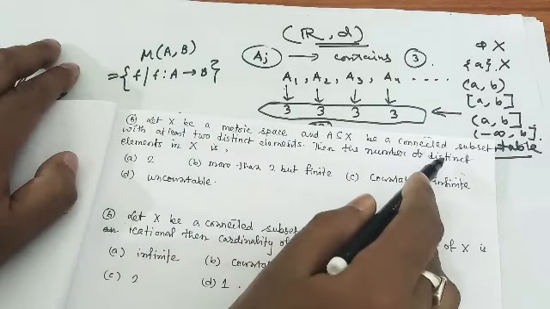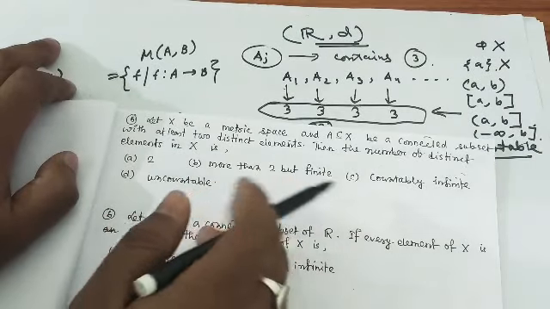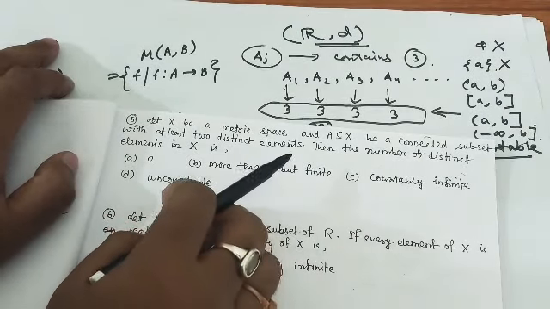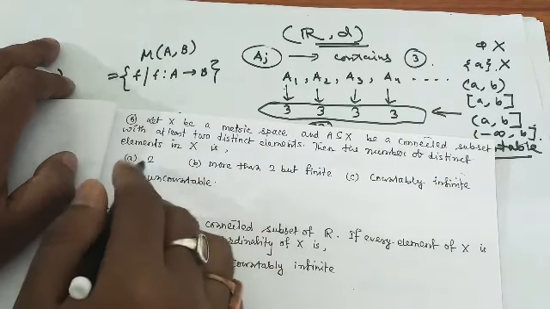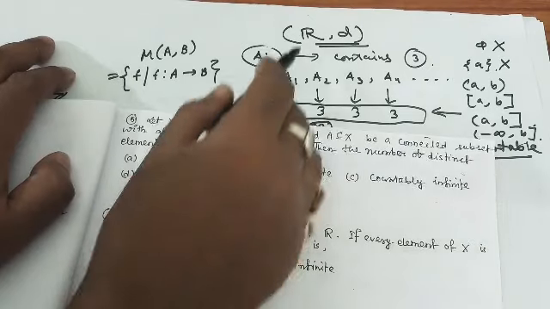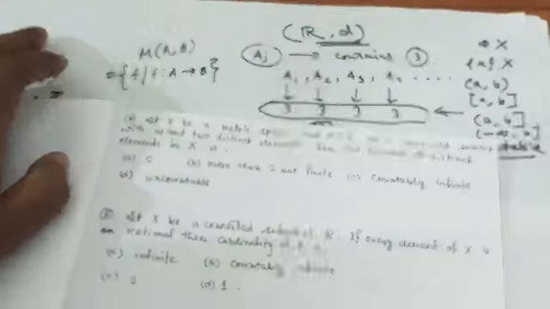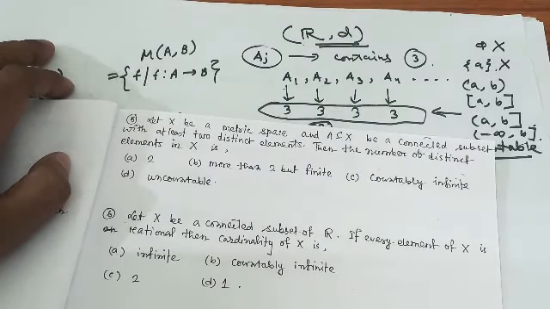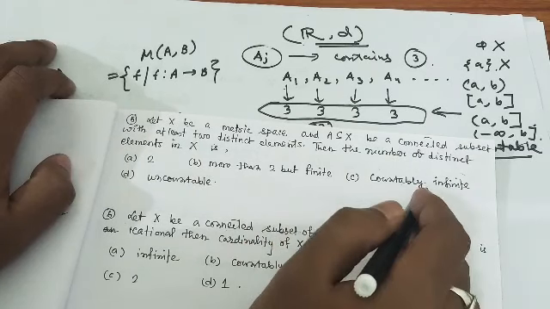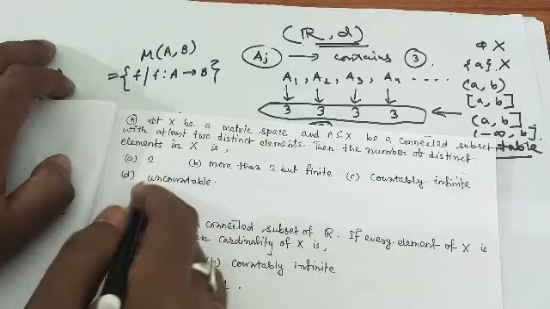Fine. Then the number of distinct elements in X is, what will be your answer? Number of distinct elements in X is 2, obviously false. More than 2 but finite, obviously false, because R contains uncountably many elements. In fact, an uncountable number of elements are there. Countably infinite, not the case. So the fourth option is going to be the correct one.